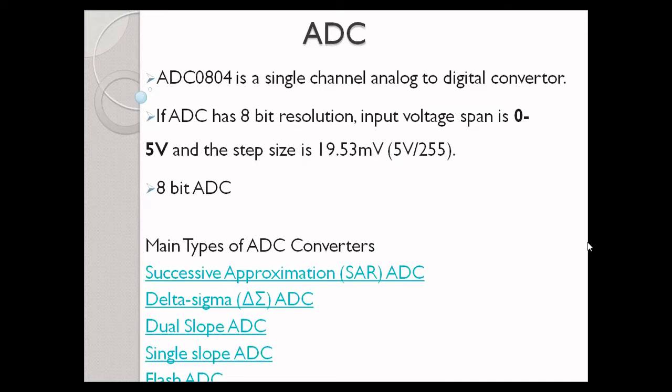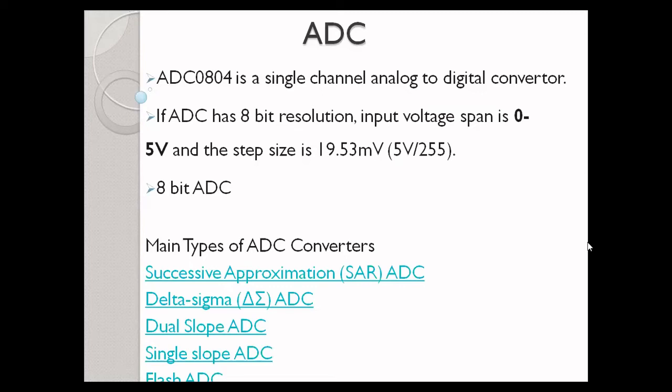In many microcontrollers, the ADC is inbuilt. For example, if you take 8051, there is no inbuilt ADC available. So separately you have to use an ADC. The sensor you have to connect to the ADC. The ADC will convert it into digital. That is given to the microcontroller. This is the main use of the analog to digital converter.